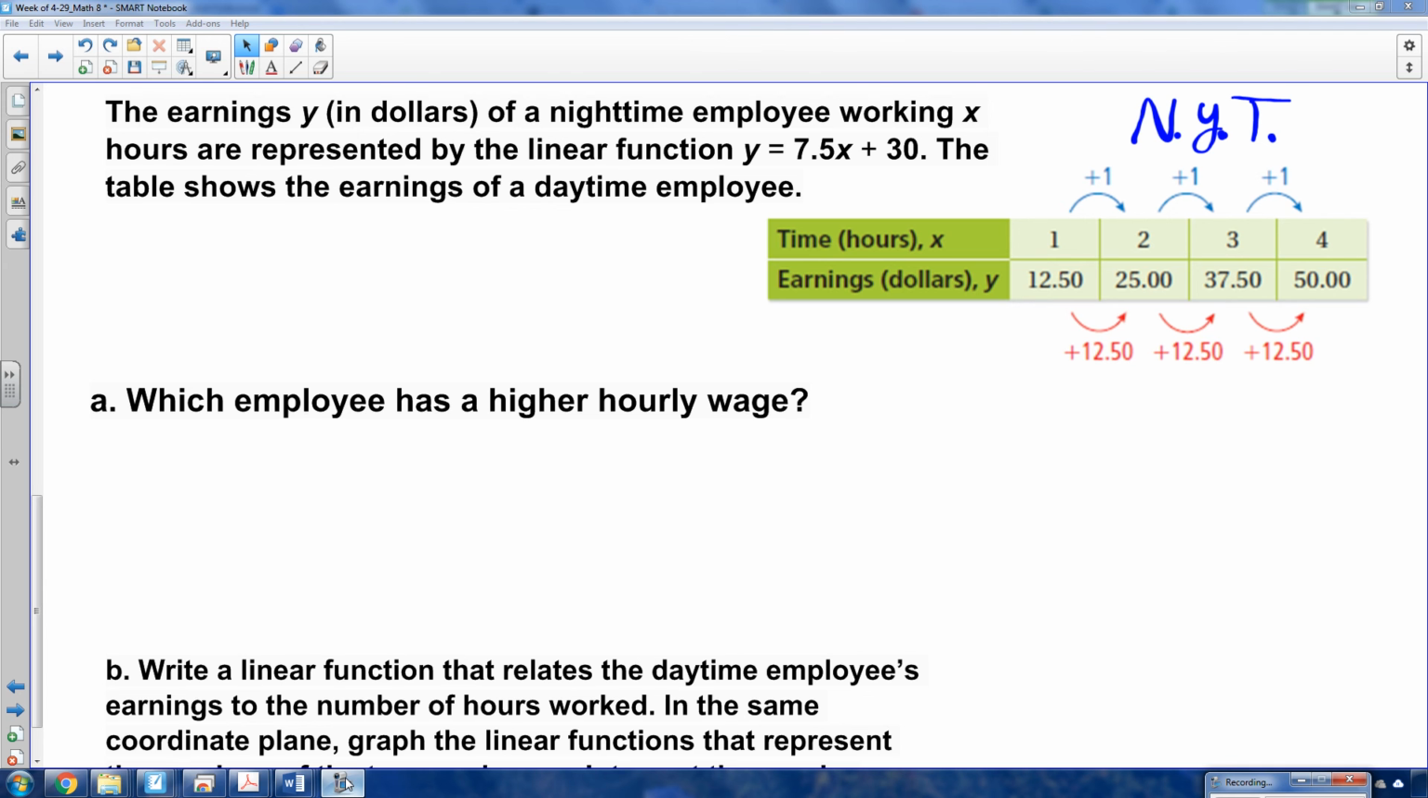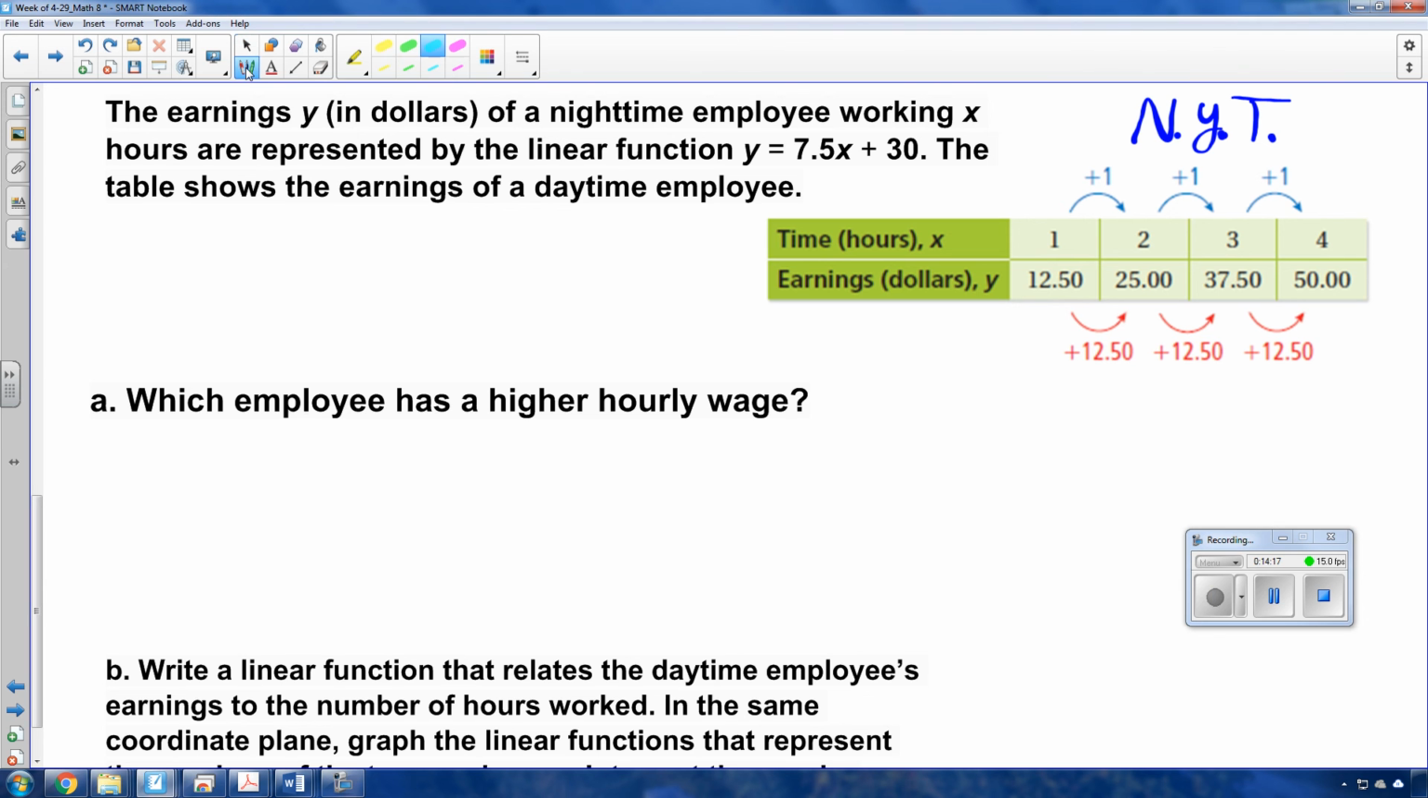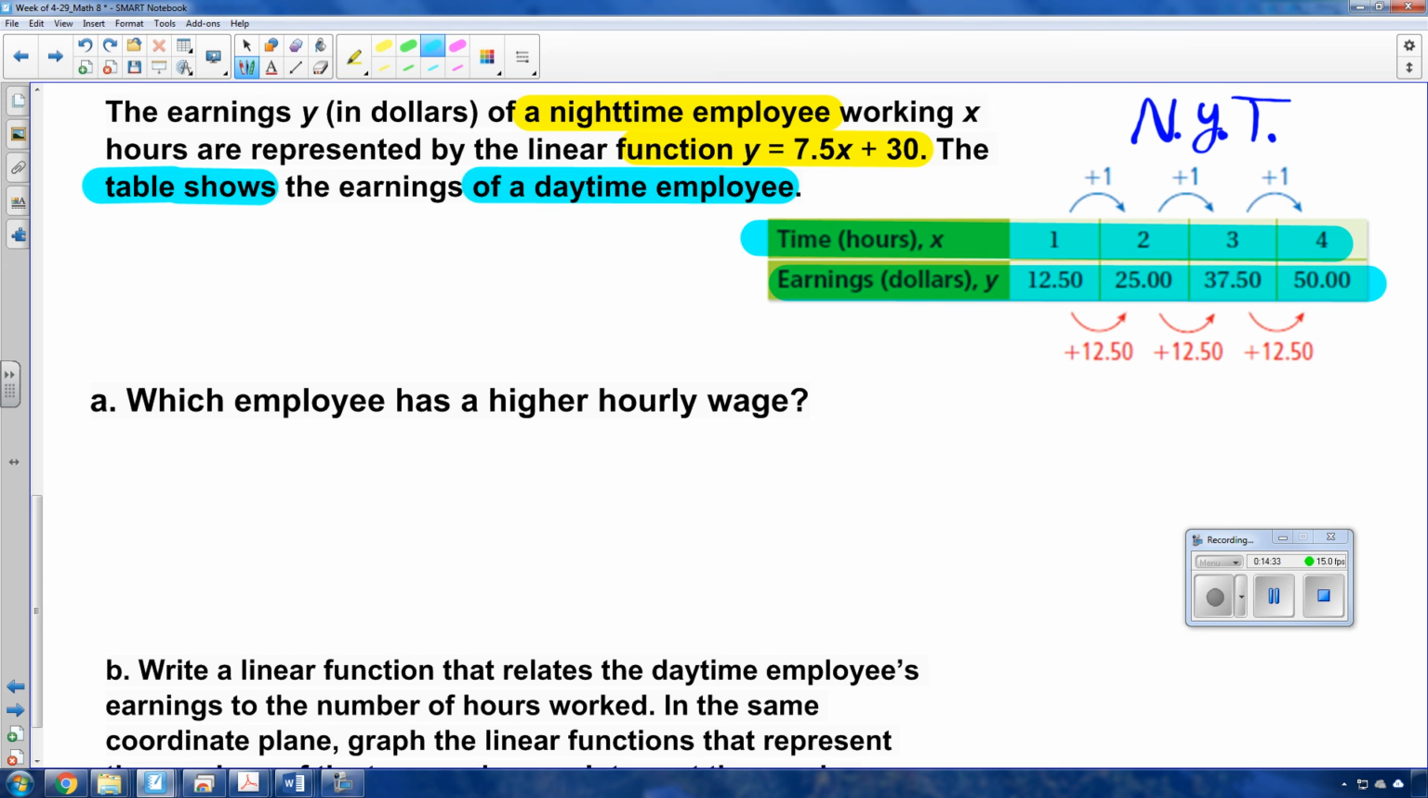I want to make a couple important points here. I'm going to show you with a highlighter. They say that the nighttime employee's function is this. And then the daytime employee, the table shows the daytime employee. So all of this is for our daytime employee. There are two different functions going on here, so don't make that mistake. Somebody works the night shift, and his earnings are figured out by the yellow. And somebody works the day shift. His earnings are figured out on that table in blue.